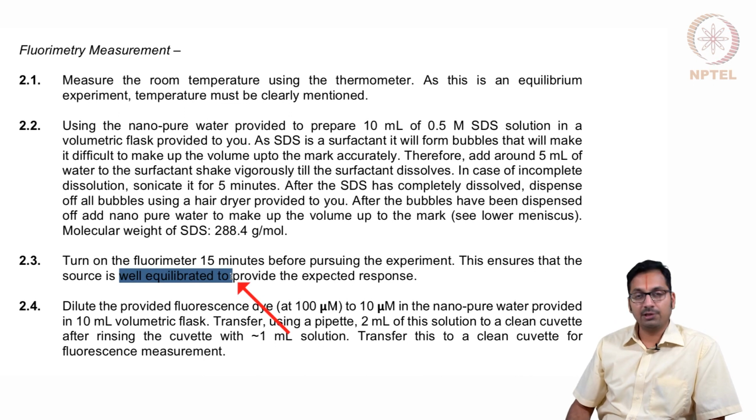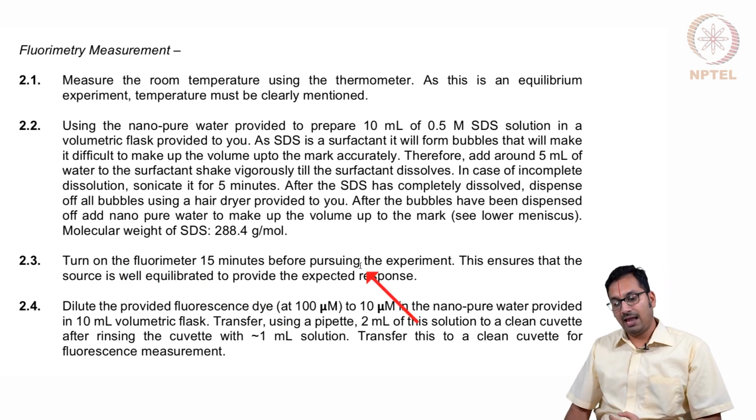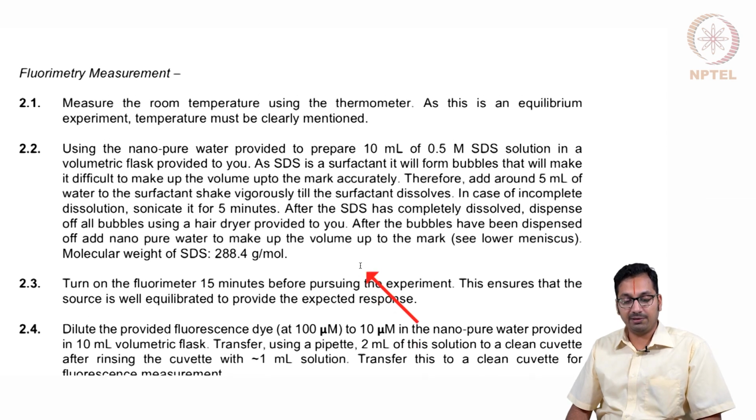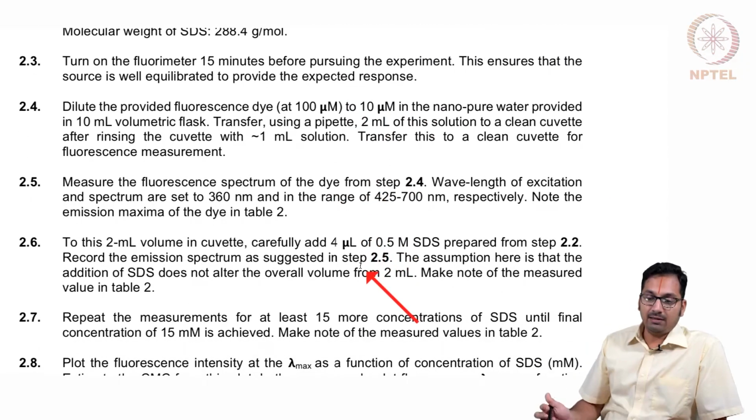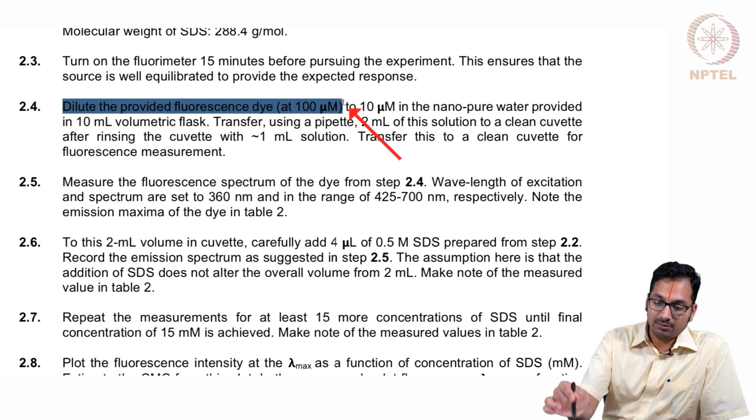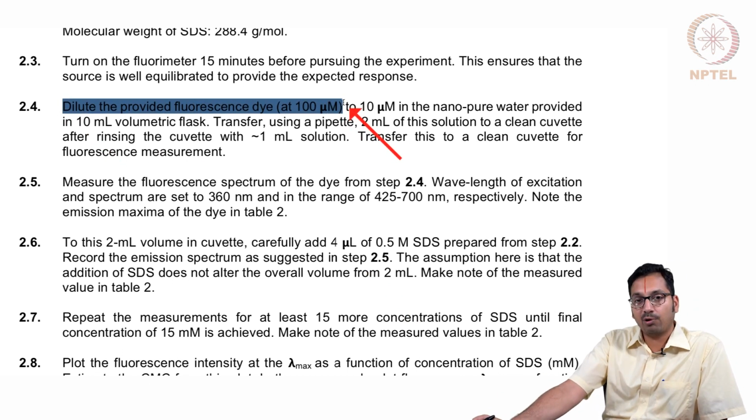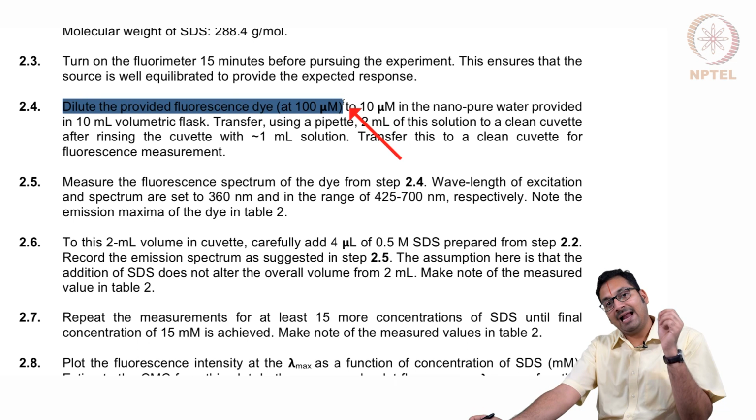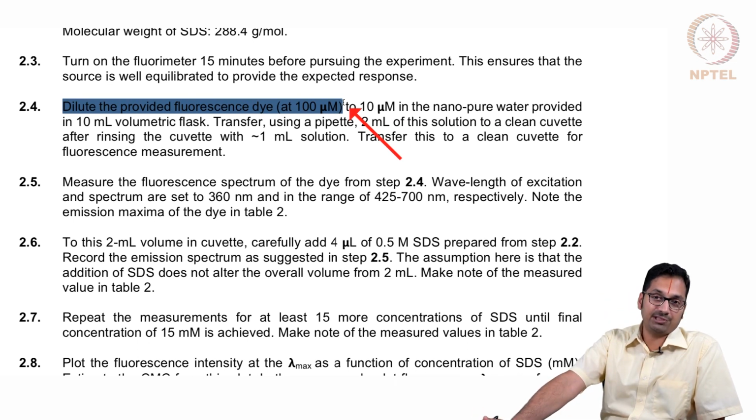Okay, now that is done. So you have prepared the solution of SDS and you have equilibrated your fluorimeter. Then the first step in this would be to dilute the fluorescent dye that has been provided to you. As I had mentioned already, SDS is not fluorescent, so therefore you have to add a dye in order to follow the measurement. This is something very similar to adding an indicator in your titration measurements.